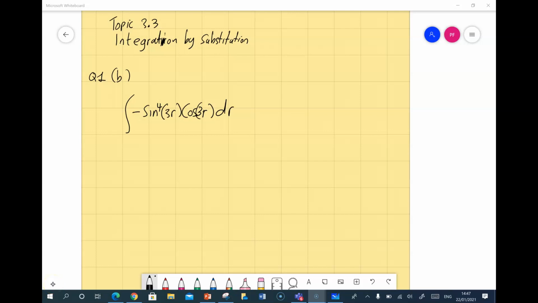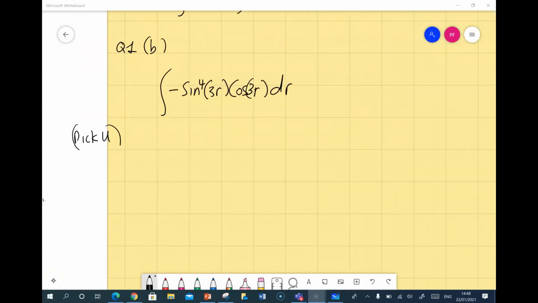Topic 3.3, Integration by Substitution, question 1b. So, first step is to pick our u. And the u that they suggest is that u equals sine of 3r.